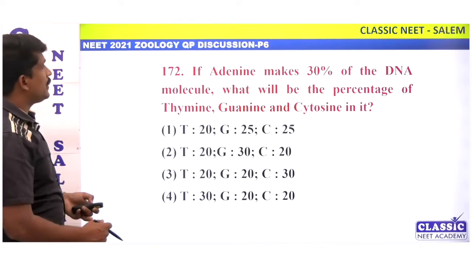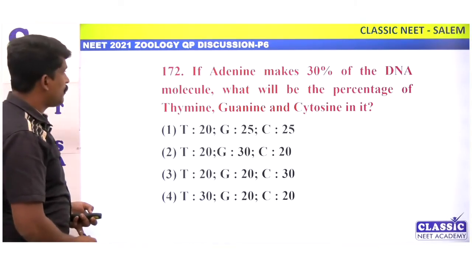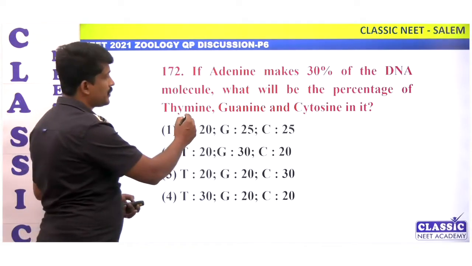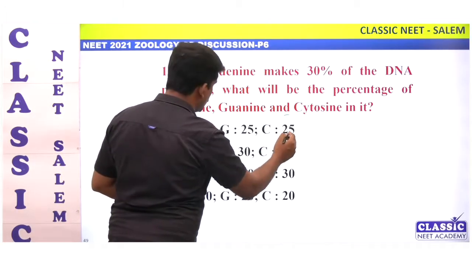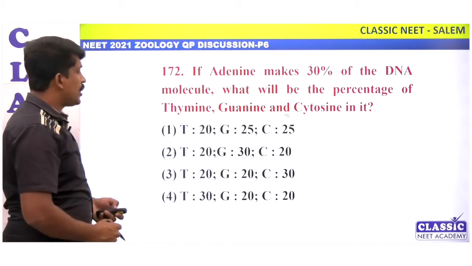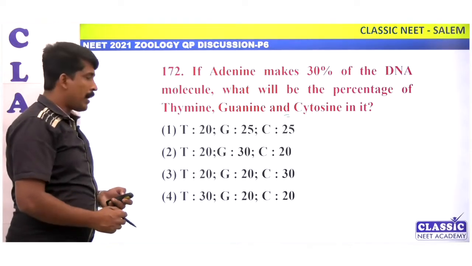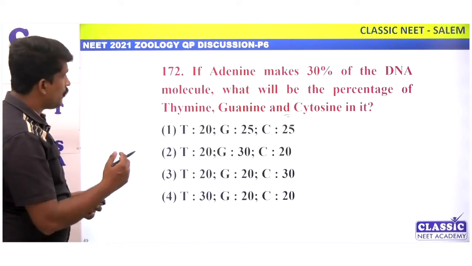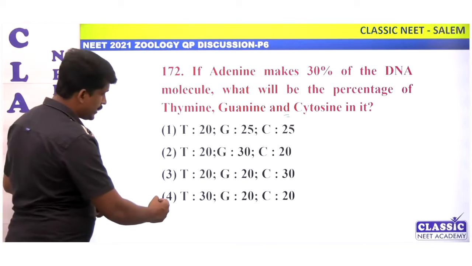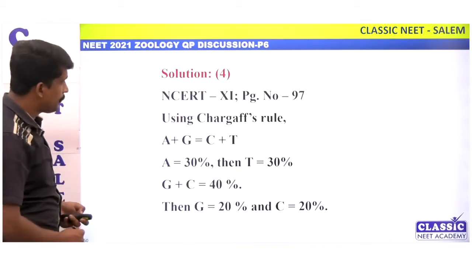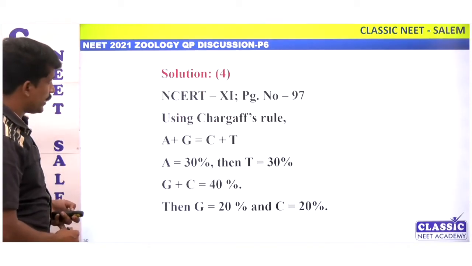If adenine makes 30% of the DNA molecules, what will be the percentage of thymine, guanine and cytosine? This is another easy question from Chargaff's rules. We have studied that the amount of purines and pyrimidines is going to be the same. So you have to do the calculation, then you will come to know that. Yes, the fourth option will be the right answer. Please go through it.